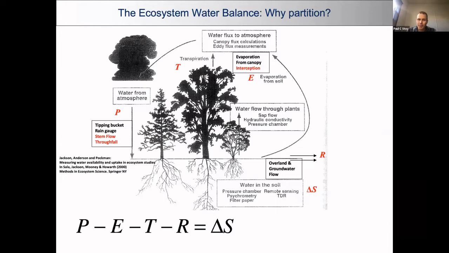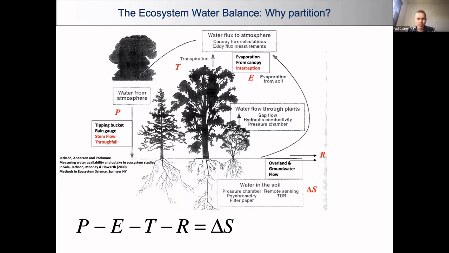So we here in this community tend to be eddy covariance type people. We tend to think at the ecosystem scale. We try to scale globally. We do our best, right? So we're measuring precipitation, perhaps using tipping buckets or rain gauges. There's also stem flow to think about and plant throughfall. There's transpiration that we can measure using sap flow or other types of approaches. We have eddy covariance to measure the combination of transpiration and evaporation that comes not just from the soil, but also the canopy via interception.